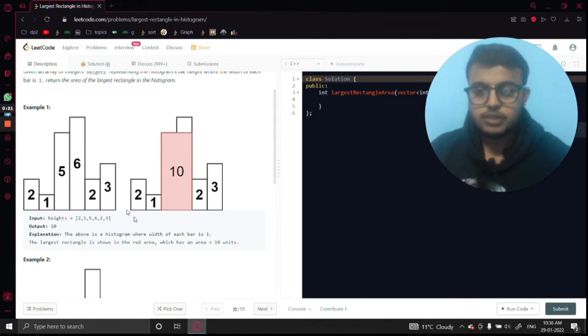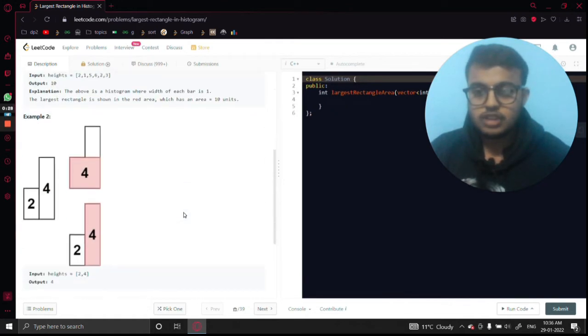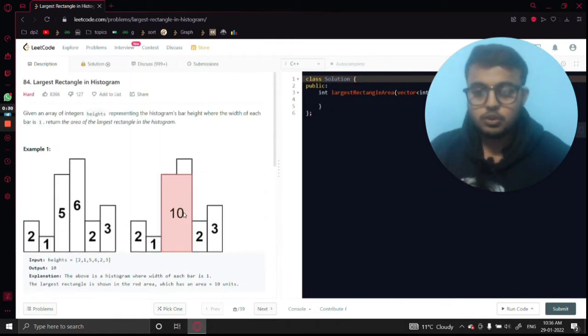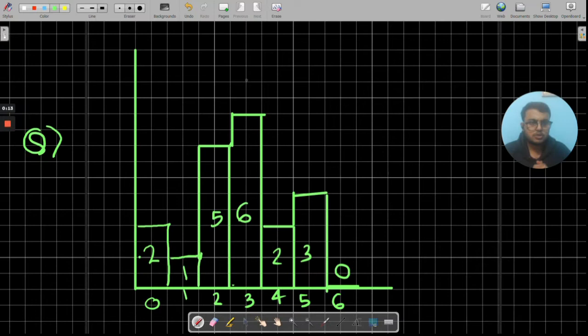This question is based on stack, and particularly on the concept of next smaller integer. This question can be solved in three different ways. I'll be solving this question in all three ways, from the brute force solution to the most optimized solution. I'll be explaining my solution with the help of a blackboard. So now moving to the solution part.